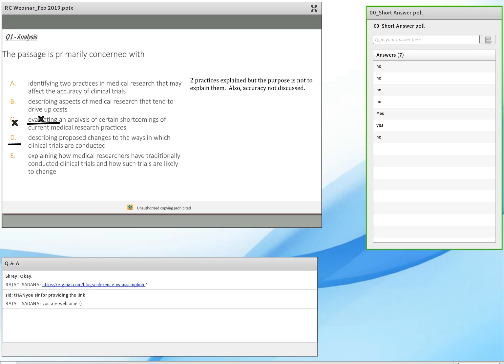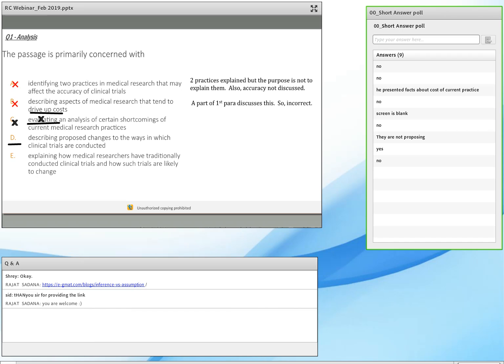Choice A says identifying two practices in medical research that may affect the accuracy of the trial. The two practices that I explained, but essentially the accuracy of trials is not discussed in that regard, or to really say how much more accurate it would be. That's not the primary purpose over there. Okay, let's look at choice B. Choice B says describing aspects of medical research that tend to drive up costs. Yes, that's mentioned within the first paragraph, but the second paragraph doesn't address that. This is what we call an incomplete answer choice.